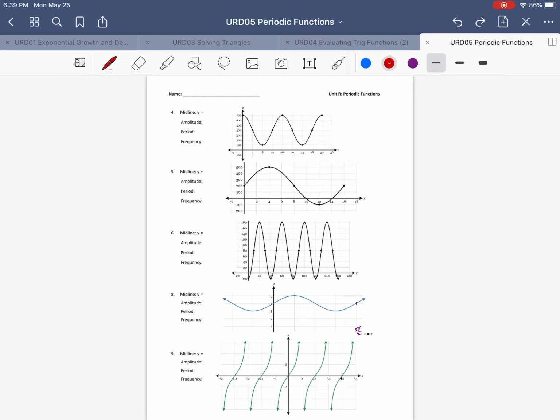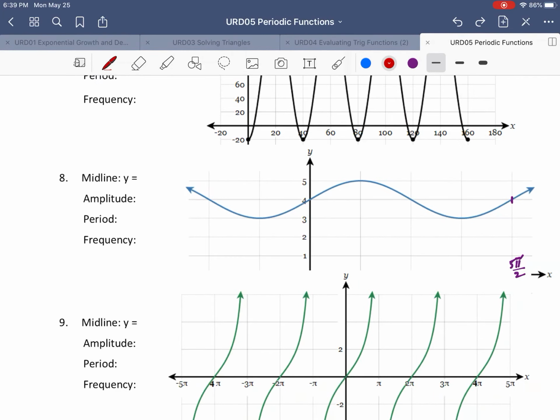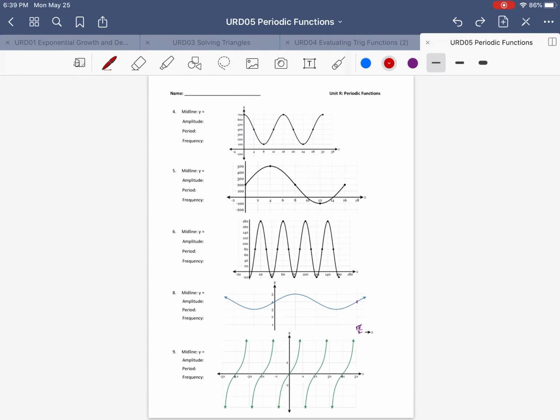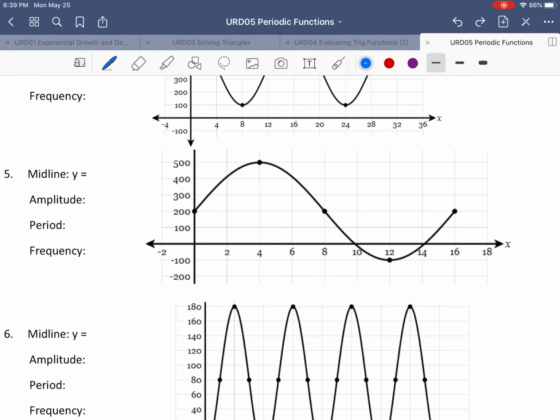So let's take a look at a very different example. So we're going to take a look at a sine curve that starts, looking for a sine curve here. We'll do problem number 8. Now on the worksheet, I think actually we won't do problem 8, we'll do problem 5.